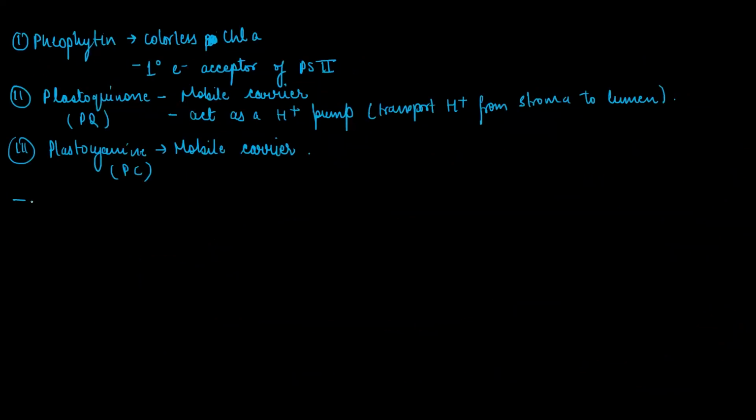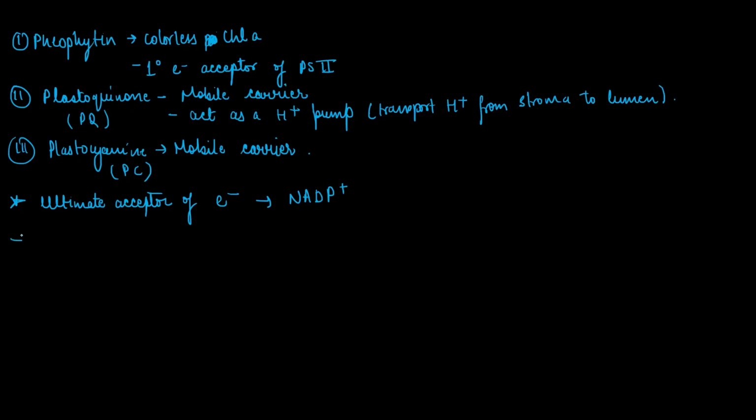Now, here what we saw is that ultimately the electron is getting accepted by NADP+. So the ultimate acceptor, or the last acceptor, of the electron is NADP+. Because ultimately the electron is getting accepted by NADP+, and it is getting converted into NADPH.